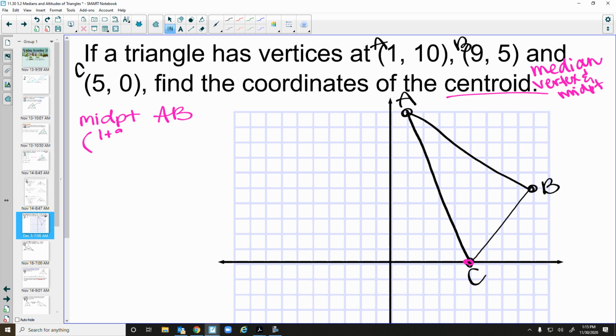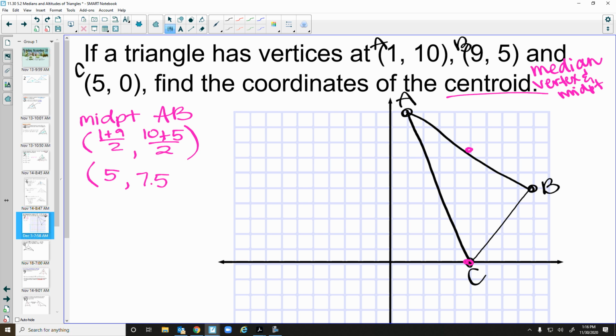That's 1 plus 9 over 2, and then 10 plus 5 over 2, right? So that would be 5, and that would be 7.5. So 1, 2, 3, 4, 5, 1, 2, 3, 4, 5, 6, 7.5. Clearly, I drew that not correctly, but that's why we don't trust the picture.